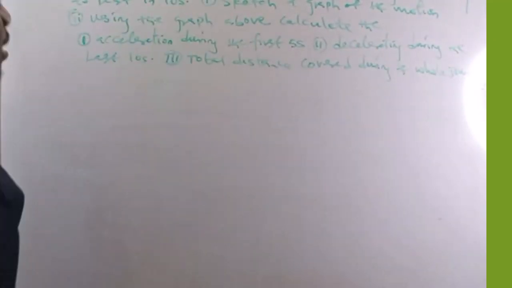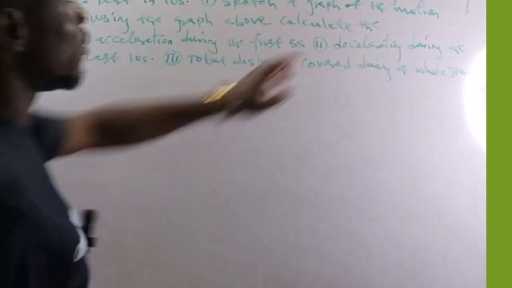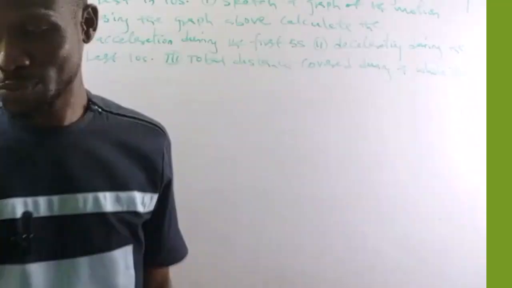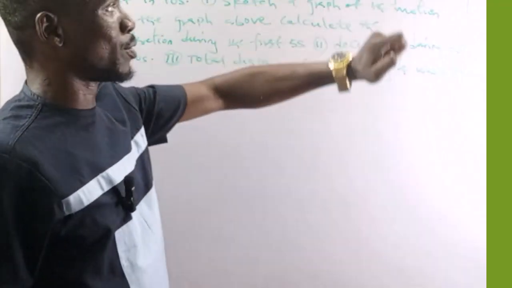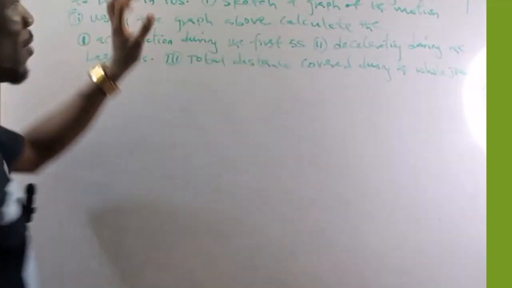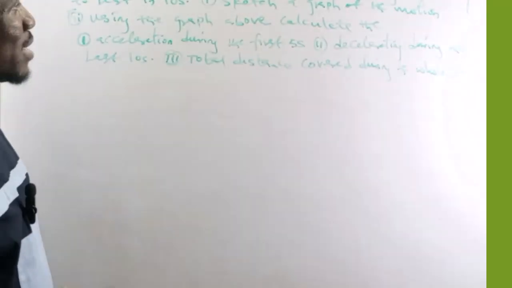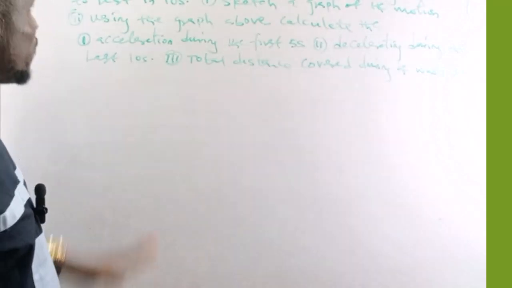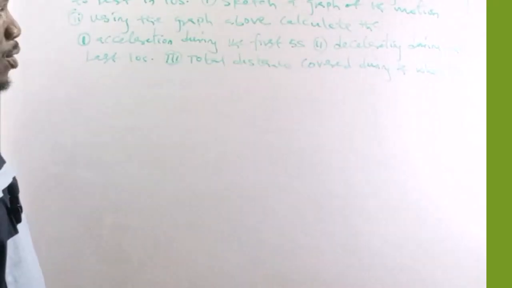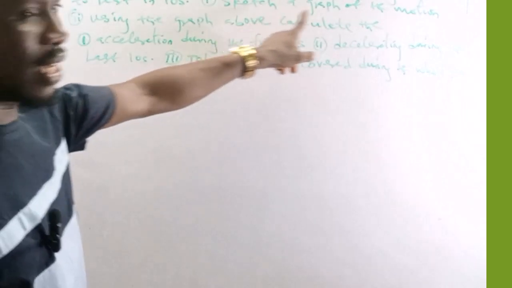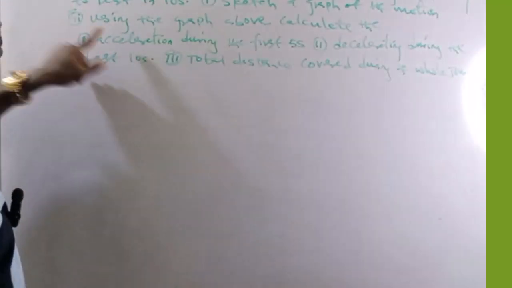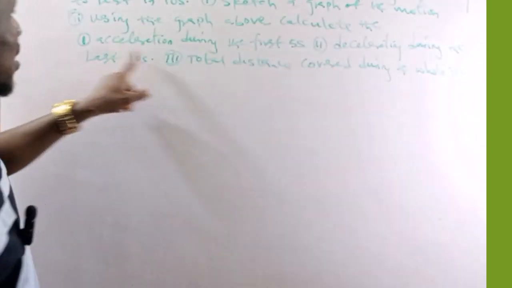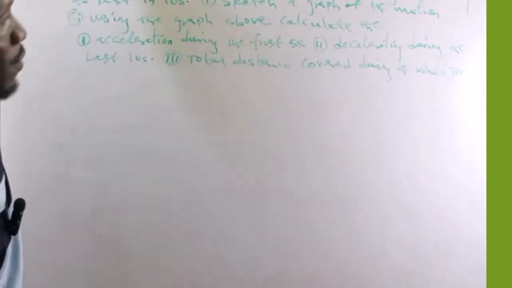A car starts from rest and accelerates uniformly for 5 seconds until it attains a velocity of 30 meters per second. It then travels with a uniform velocity for 15 seconds before decelerating uniformly to rest in 10 seconds. Sketch a graph of the motion. So this is the velocity time graph. Using the graph above, calculate the acceleration during the first 5 seconds of the motion.